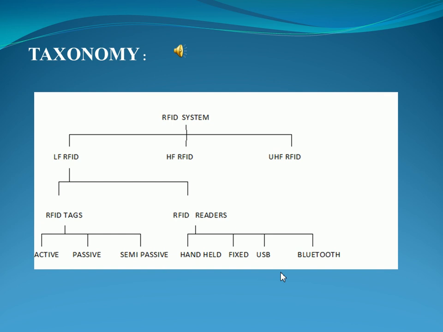And coming to RFID tags, there are 3 varieties of tags: active tags, passive tags and semi-passive tags. Active tags have an inbuilt power source, and passive tags get power by using the radio frequency. And coming to RFID readers, there are handheld RFID readers, fixed RFID readers, USB RFID readers and Bluetooth RFID readers. But in this project we are using the fixed RFID readers.